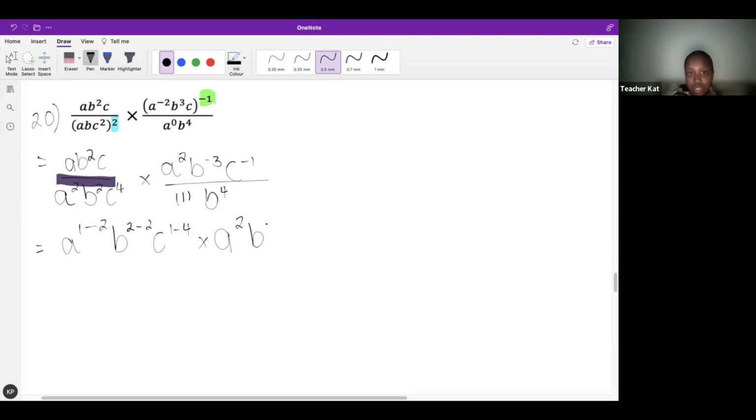Minus 3 times 4? Is b to the power of minus 3 minus what, guys? Minus 4. And then c to the power of negative 1. So I'm going to simplify this to make life easier. This is a to the power of negative 1, b to the power of 0, c to the power of negative 3, times a squared, and b to the power of what?